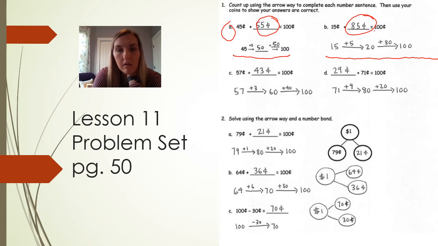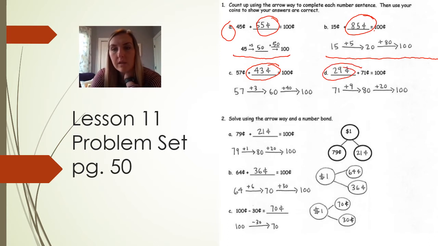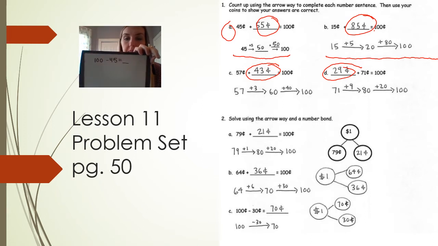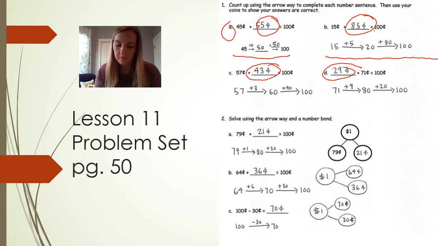And another option is to use your quick tens and ones. All right, C, 57 plus 43 cents equals 100 cents. D, 29 cents plus 71 cents equals 100 cents. I'll do an example to show you what the chip model way could look like. So problem A, I would switch it to 100 minus 45 equals what? Draw my chip model.